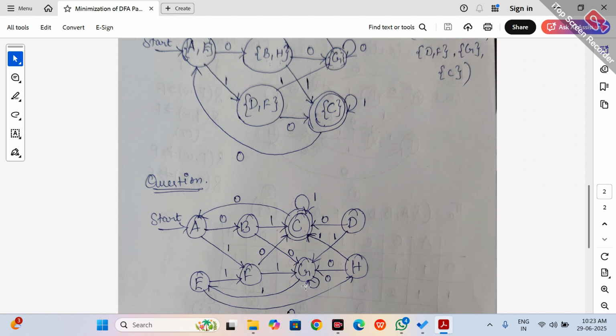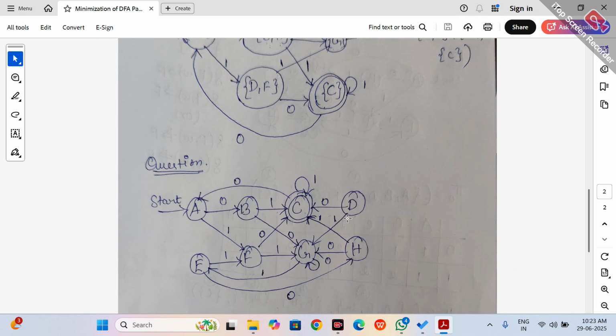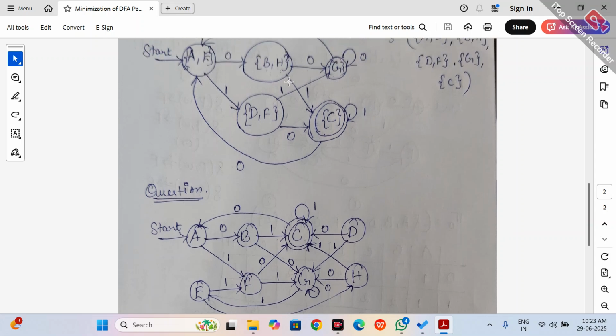And for G state, for the input 0, it is a self loop. And for 1, it goes to E. G to E for the input 1. And for H, 0 goes to G, 1 goes to C. Already we drew this transition for state B, so there is no need to draw it again.